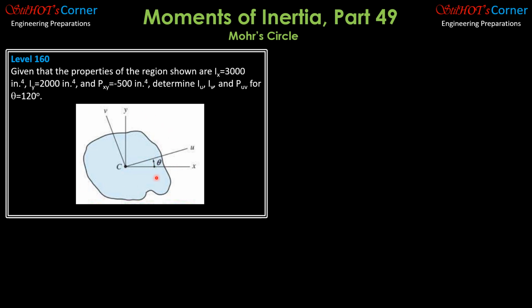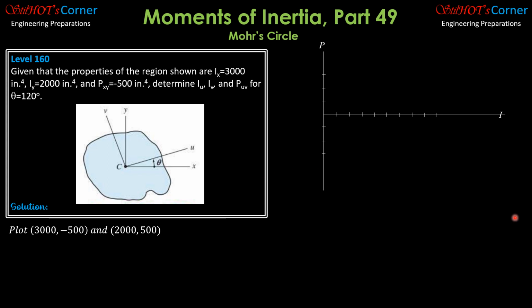120 degrees counterclockwise from the x-axis. So we plot Ix = 3000, comma, P bar xy or Pxy = negative 500. And the other pair would be 2000 and negative of negative 500, so positive 500. And we have the axis here. We imagine that its grid graduation is equal to 250. So 250, so that's approximately 3000 inches to the fourth, and this is negative 500.